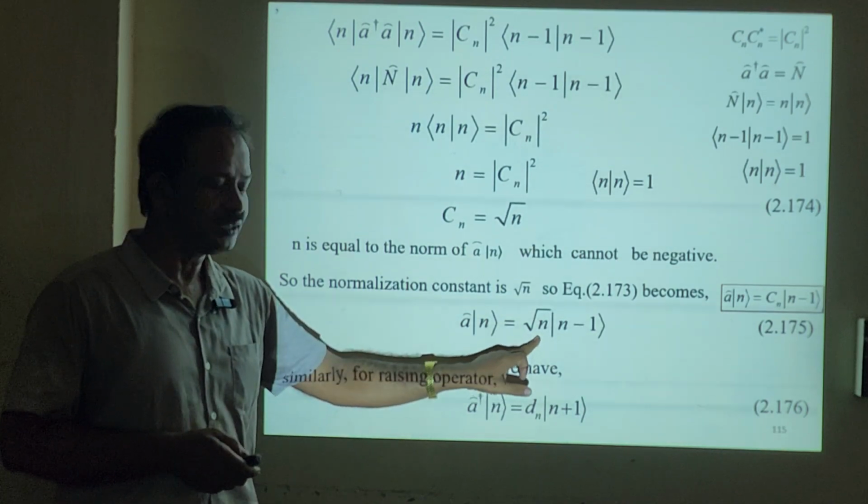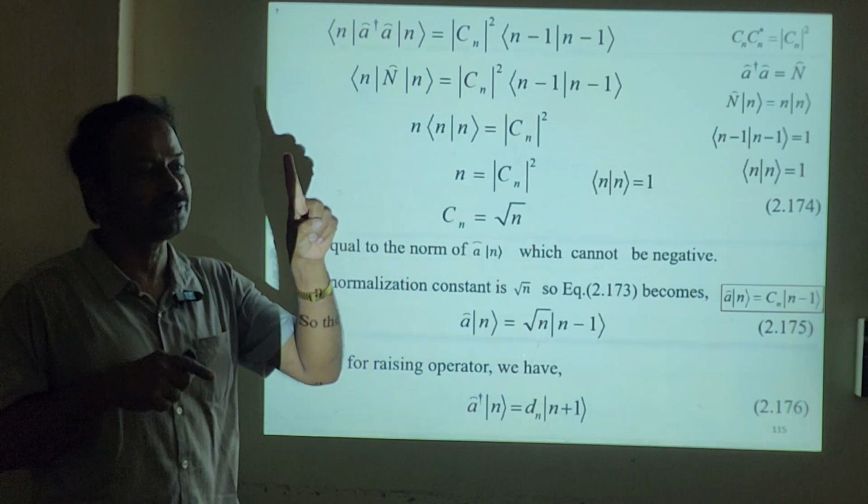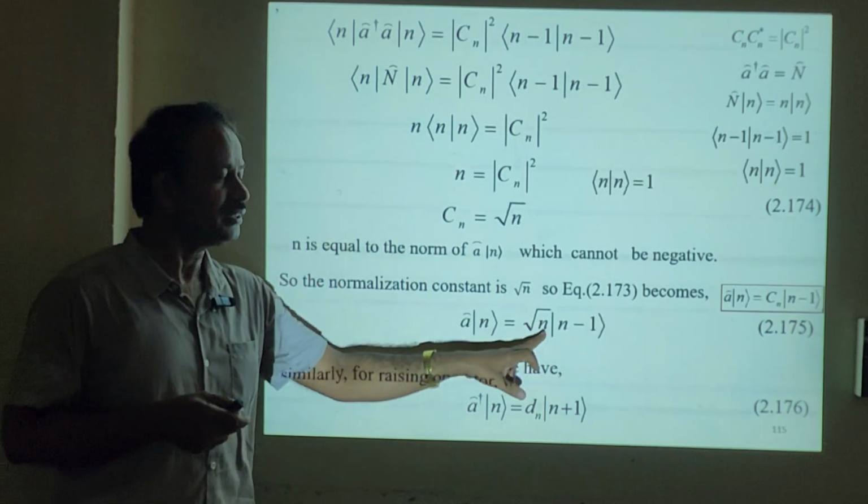So, put together, that will give you ket n, that will give you root n. The eigenvalue of a will be root n. The eigenvalue of the annihilation operator will be root n. Very important, one more question. Root n, n minus 1.